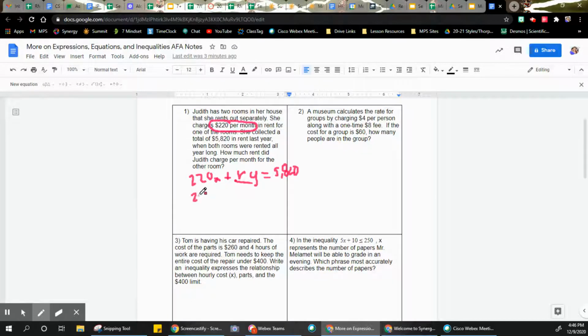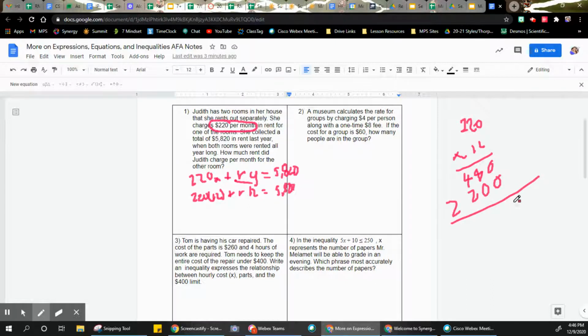So I'm going to say 220 times 12 plus r times 12 equals 5,820. Now I'm going to simplify it. I'm going to do 220 times 12. 2 times 0 is 0. 2 times 2 is 4. 2 times 2 is 4. Carry my 0 down. 1 times 0 is 0. 1 times 2 is 2. 1 times 2 is 2.